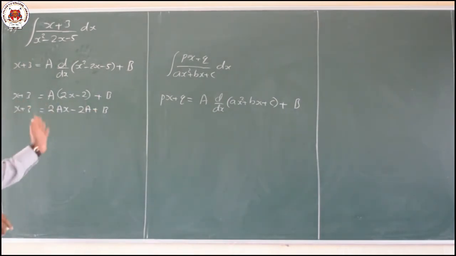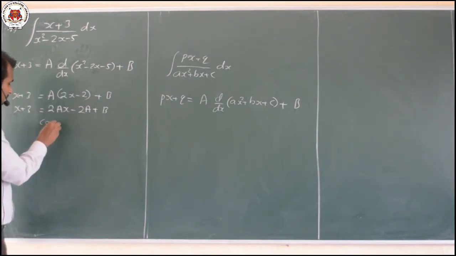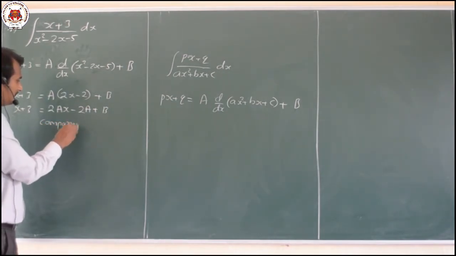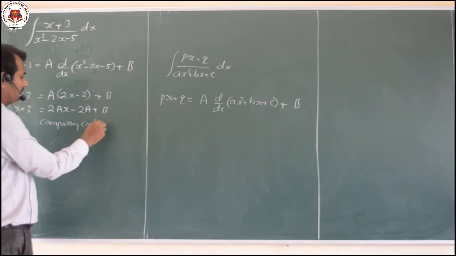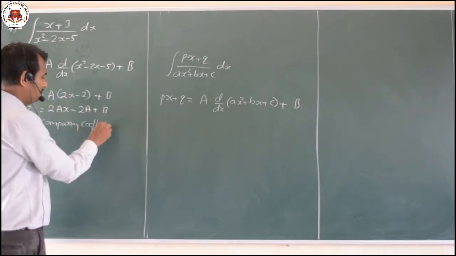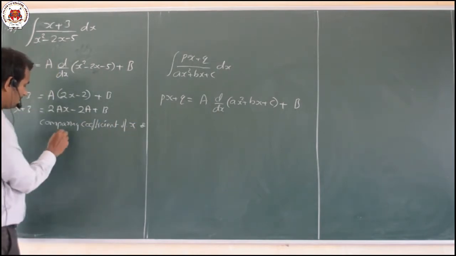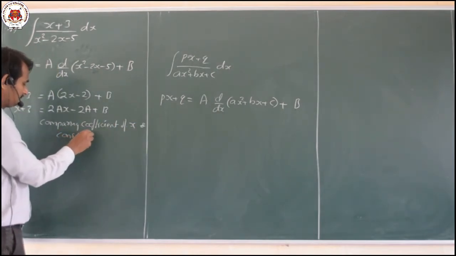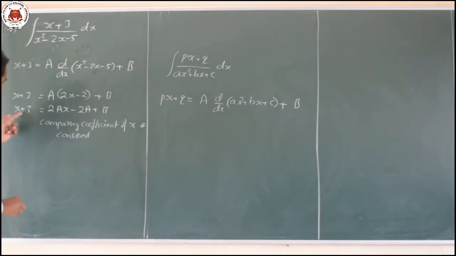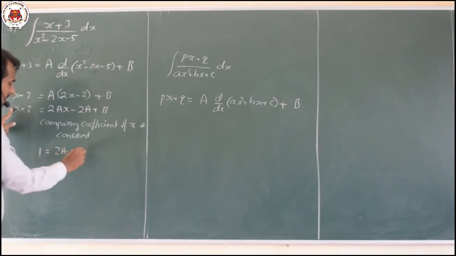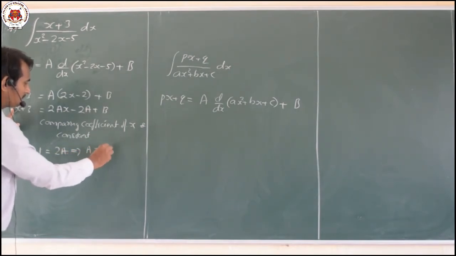Now I will compare the coefficient of x and the constant. For the coefficient of x we have 1, which is equal to 2A. That implies A equal to 1 by 2.